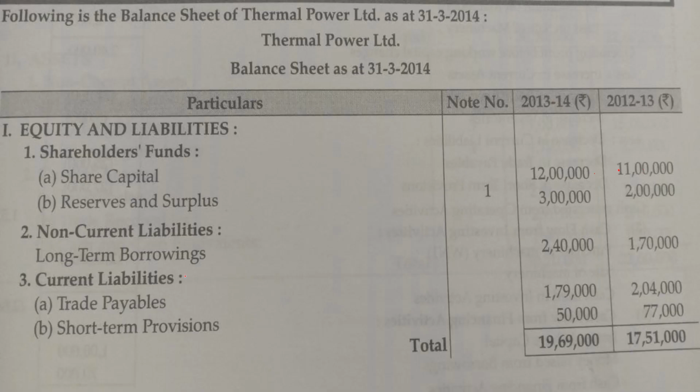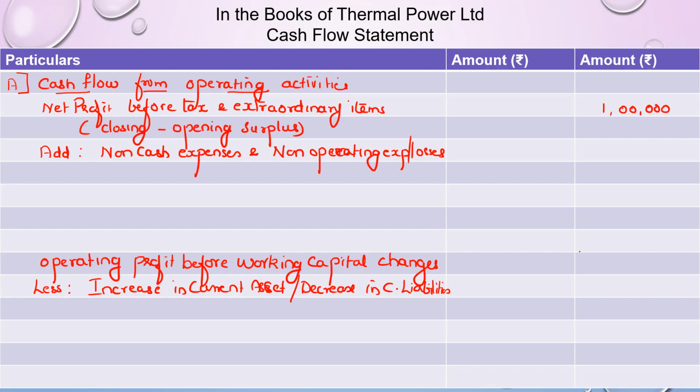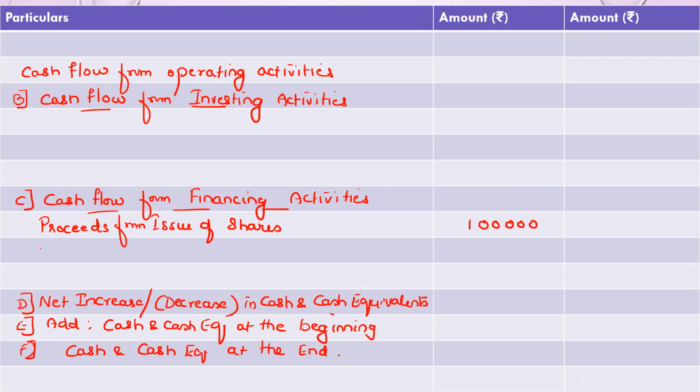Going back further, next is long-term borrowing. We found that from 1 lakh 70 it has increased to 2 lakh 40, which means an increase of 70,000 in the loan amount, which means during the year 70,000 extra was taken as a loan. So there is going to be an inflow under financing activity. Right there, money raised from long-term borrowing. They have not specified. If specifically given, you write that particular item, like bank loan or debentures, and so on. And there was an increase of around 70,000. So there was an inflow of 70,000.